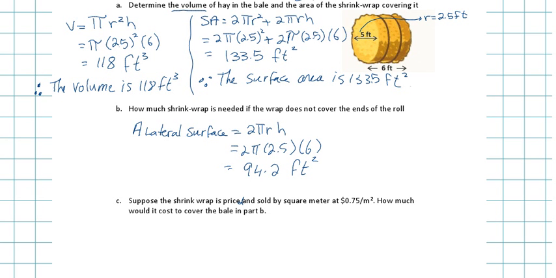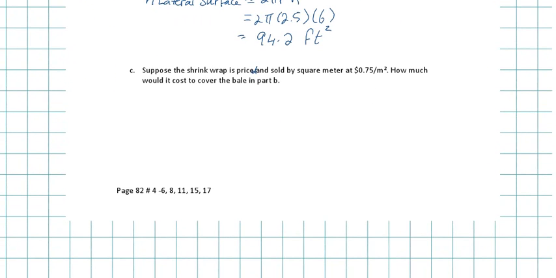94.2. You have to change feet to meters. That's right. That's your first step. Because your prices are in dollars per meter squared, you have to convert your units, which is feet squared, to meter squared. So first, convert feet squared to meter squared.